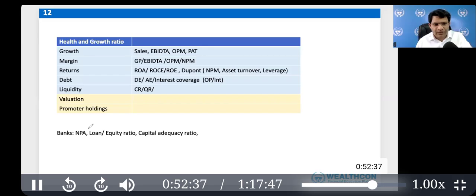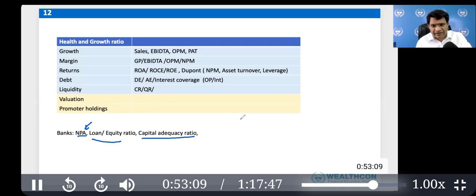So in a bank, the relevant ratios are GPA and NPA. NPA is non-performing asset, that means defaulters of loans. So if NPA is more than 3%, etc., it is risky. Then loan to equity ratio, then capital adequacy ratio. These are considered for the analysis.